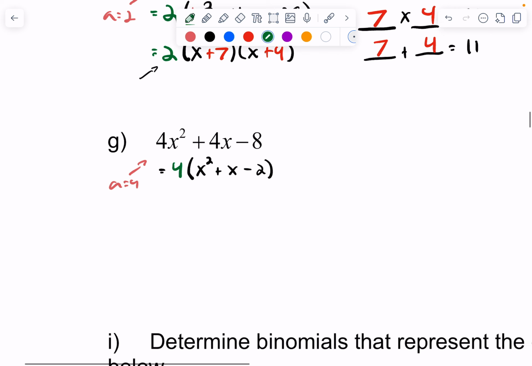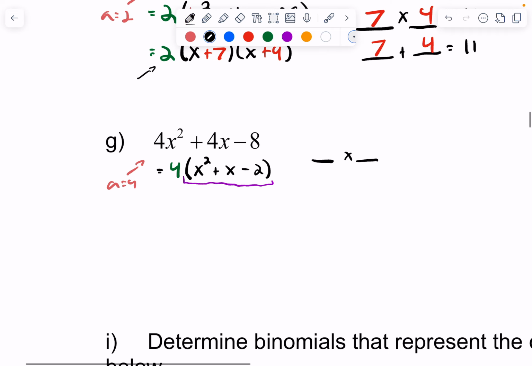Alrighty. So we need now 2 numbers, because we're going to factor this right here, the simple one. We need 2 numbers that when multiplied give us minus 2. Again, you're dealing with a negative. Plus, they have to add to 1, because there is technically a plus 1 here, okay? So it is plus 1.